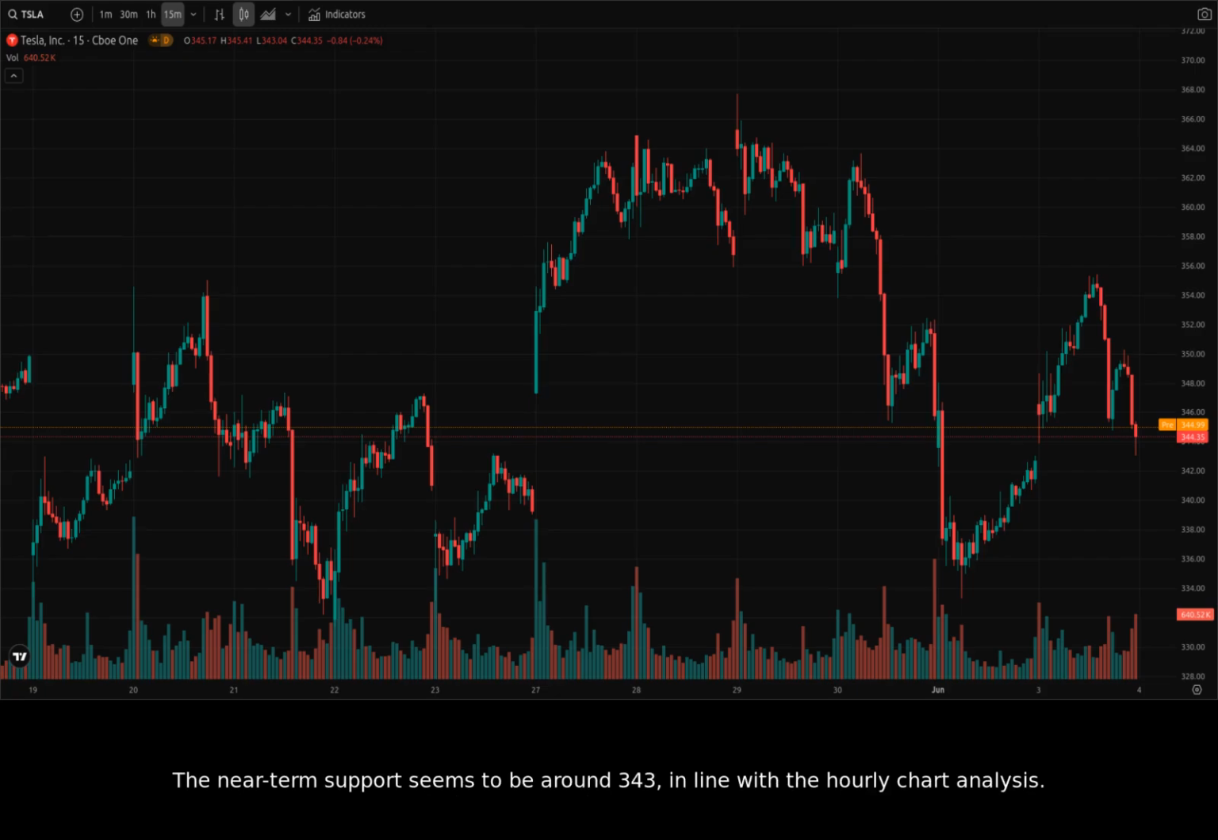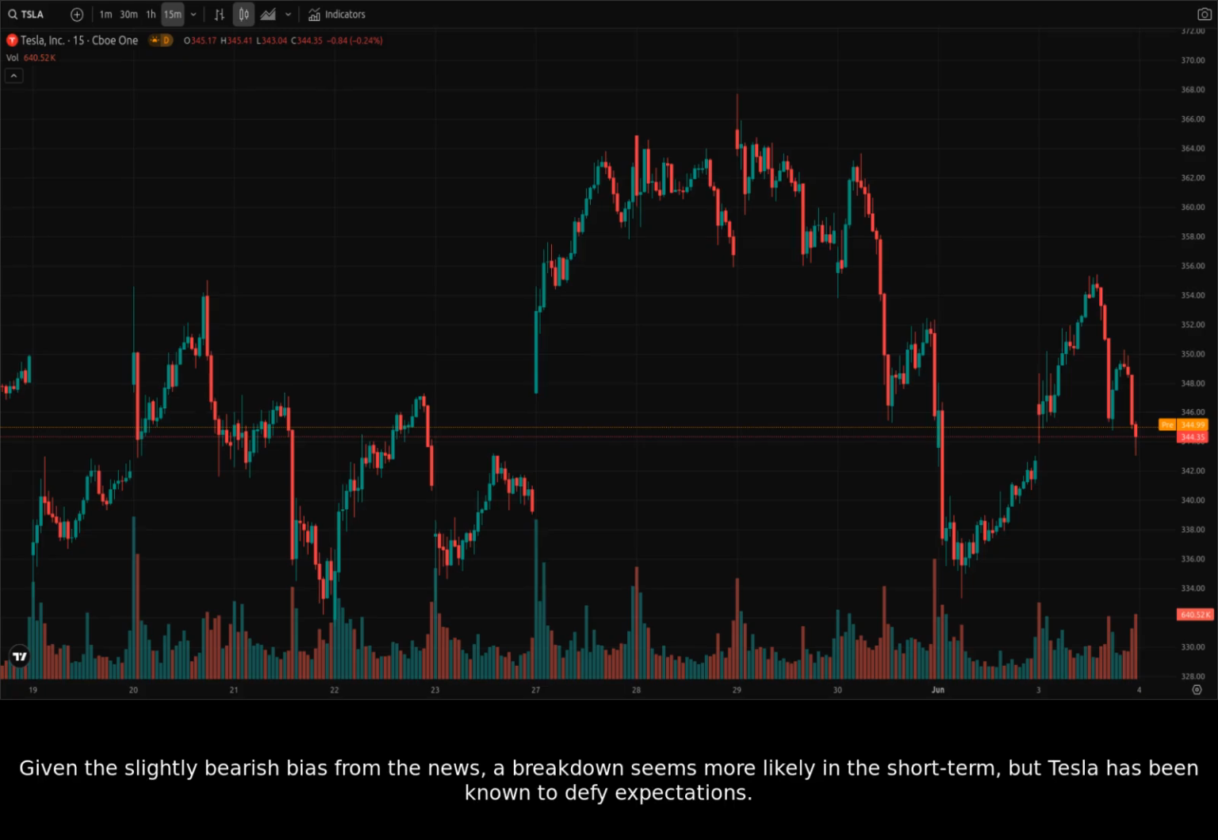The near-term support seems to be around 343, in line with the hourly chart analysis. Traders should watch for breakouts above 355 or breakdowns below 343, as these events may trigger stronger moves. Given the slightly bearish bias from the news, a breakdown seems more likely in the short term, but Tesla has been known to defy expectations.